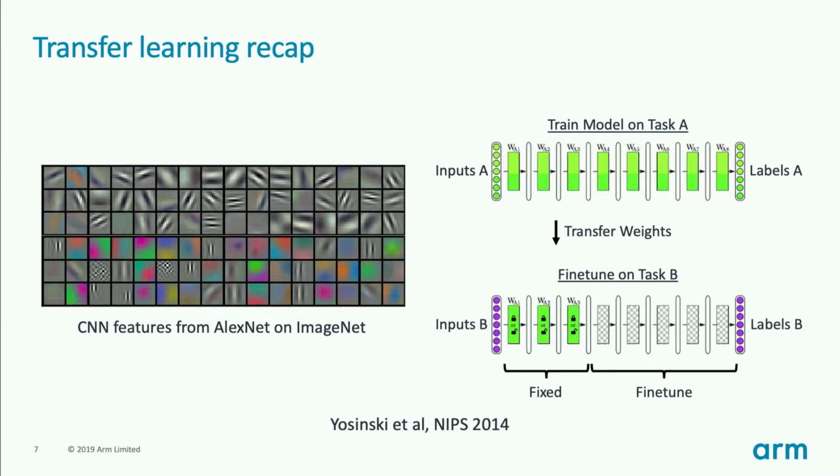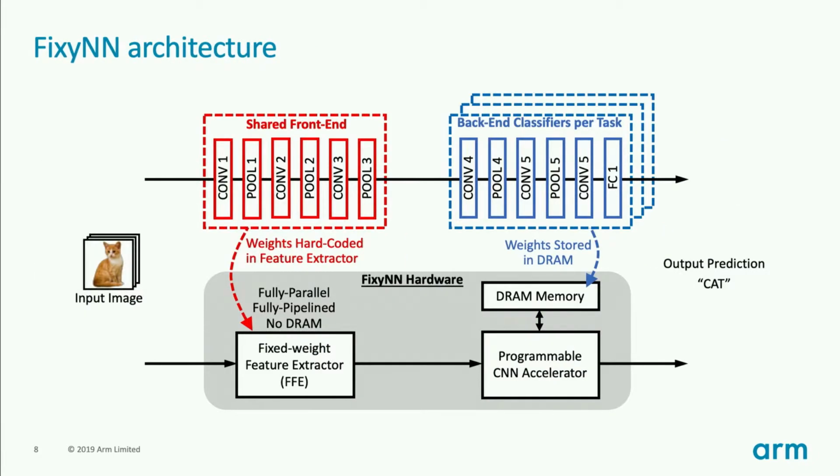And this works really well. It means we can train more quickly, and if we don't have much data on task B, we can actually build better models. And the punchline here is all around these features, so the fact that there are low-level CNN features that are useful across a variety of vision tasks.